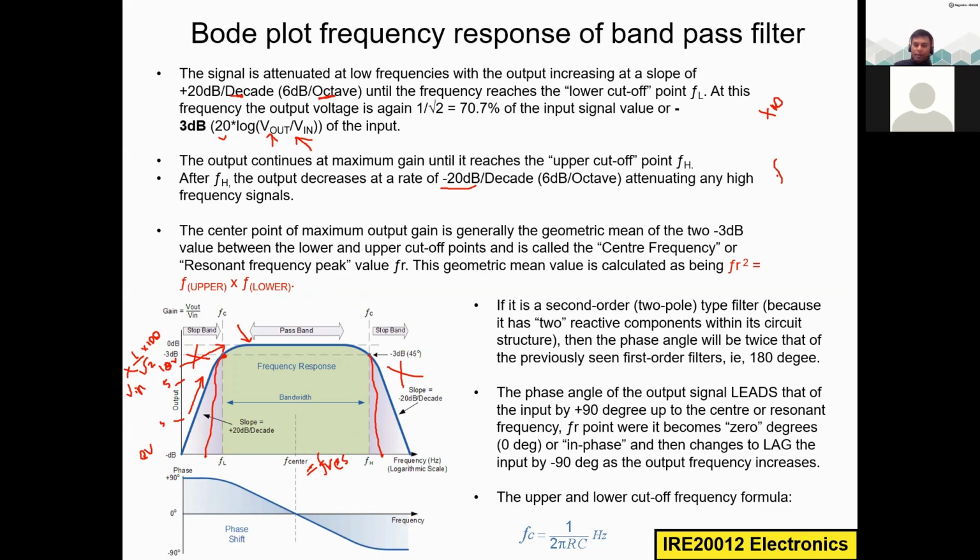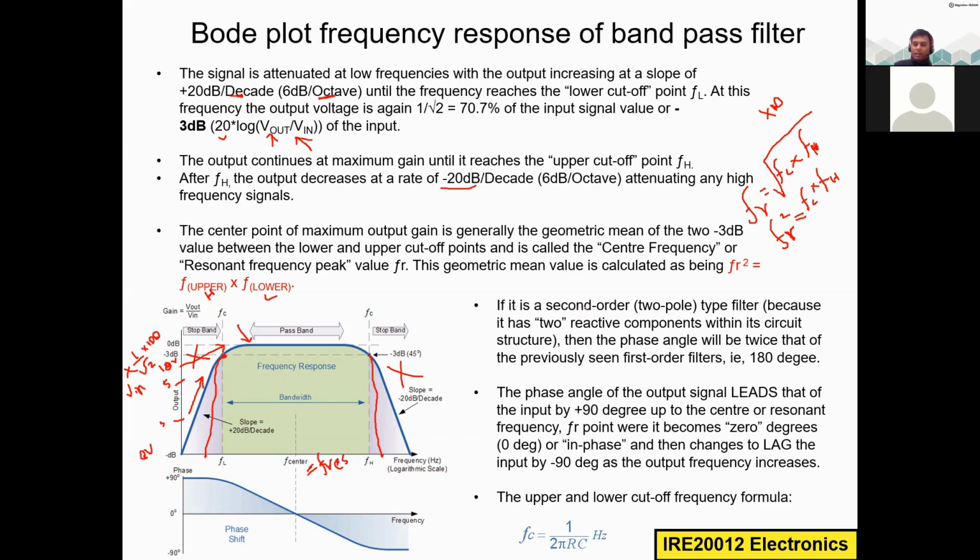If we talk about this FL and FH, the upper is just H and the lower is just L. So how can we calculate this resonant frequency? FR is equal to the square root of FL times FH. Or we can also say FR square is equal to FL times FH. We can represent it in any way, but this is the formula to calculate the FR resonant frequency.